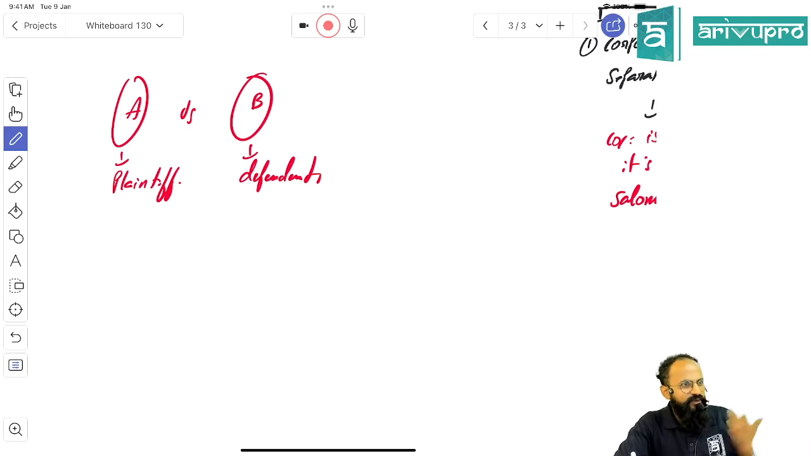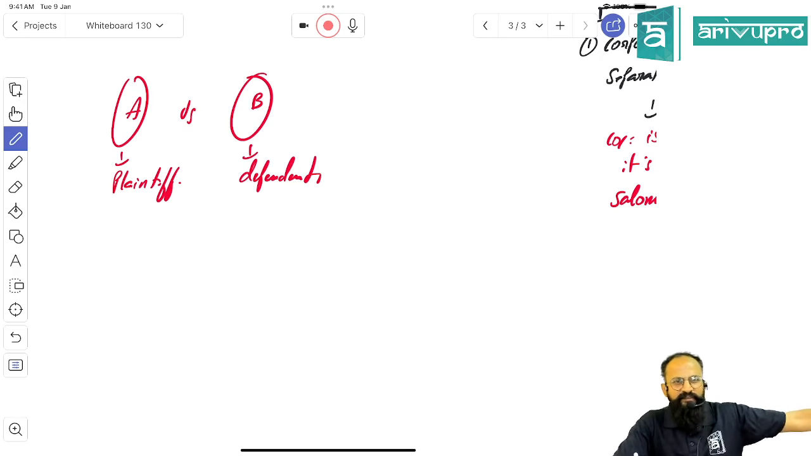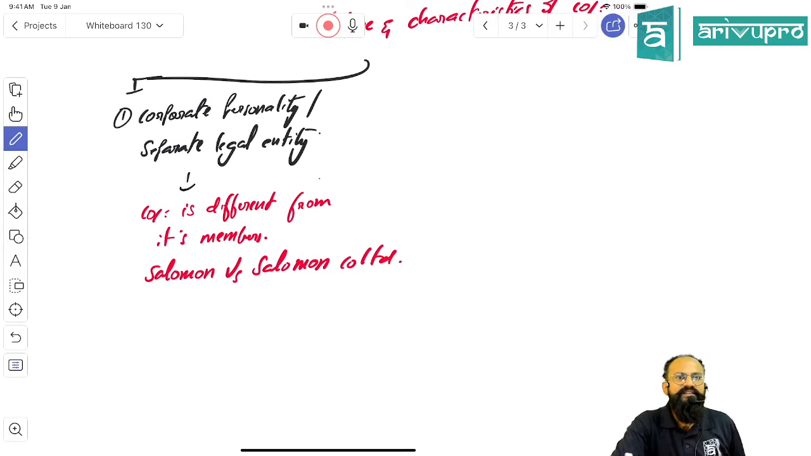But in this case, what is this, sir? Salomon versus Salomon. You are filing a case on yourself only? Is it possible? Technically, it is actually called Salomon versus Salomon Company Limited. That's the full case name, but popularly it just became Salomon versus Salomon. So Salomon filed a case against a company called Salomon Company Limited.